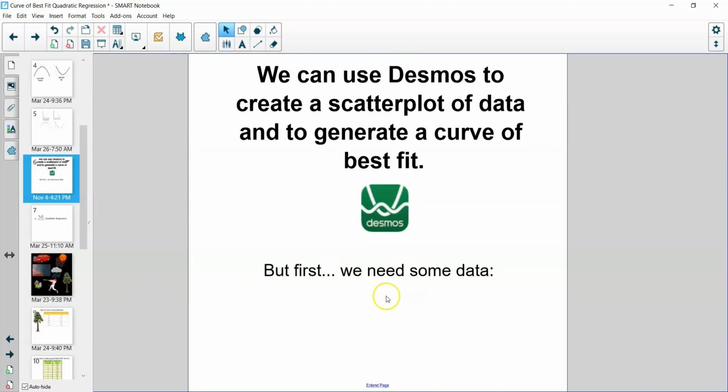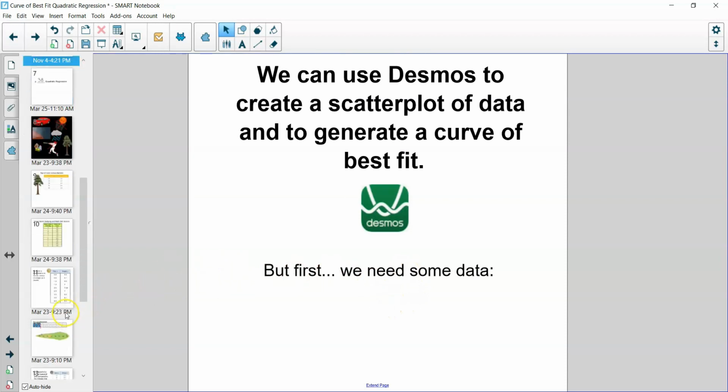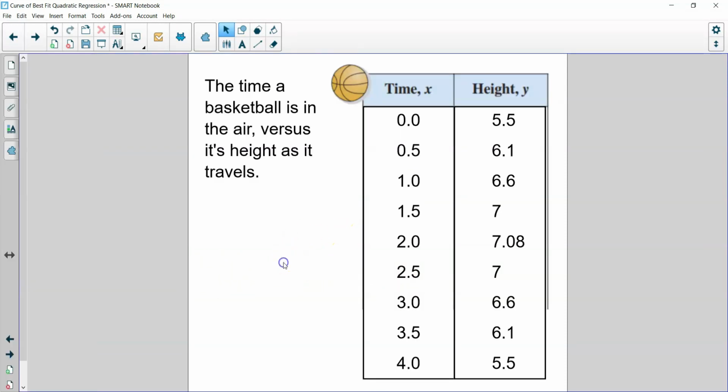So now that we know where the data comes from, we're going to look at a couple of examples. So let's start with basketball. If we were in class, I would be giving you this data and you would be typing into Desmos. You might want to split your screen between this video and maybe having Desmos open so you can do this example with me. So it says the time a basketball is in the air versus its height as it travels.